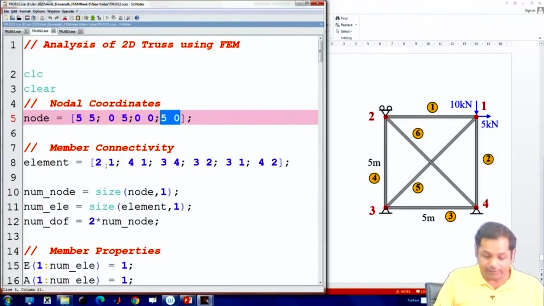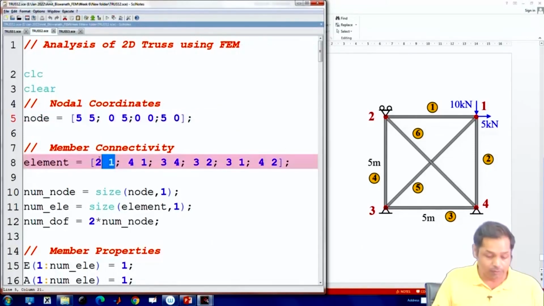Then the element connectivity. Element number 1 is connected between 2 and 1. Element number 2 is connected between 4 and 1. Element number 3 is connected between 3 and 4. Element number 4 is connected between 3 and 2. Element number 5 is connected between 3 and 1. Element number 6 is connected between 4 and 2. So this is the element level information.